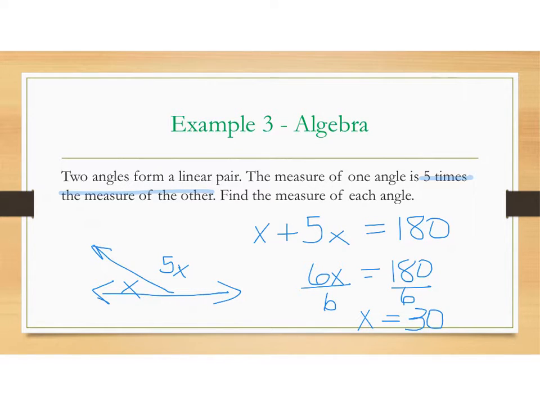So that's this one. And then the other angle will be 5X. So 5 times 30 gives me 150. So again, you can double check yourself. Is 150 plus 30 180? Yes, it is. It does form a linear pair. Everybody good on this algebra example? All right, let's look at the next one.